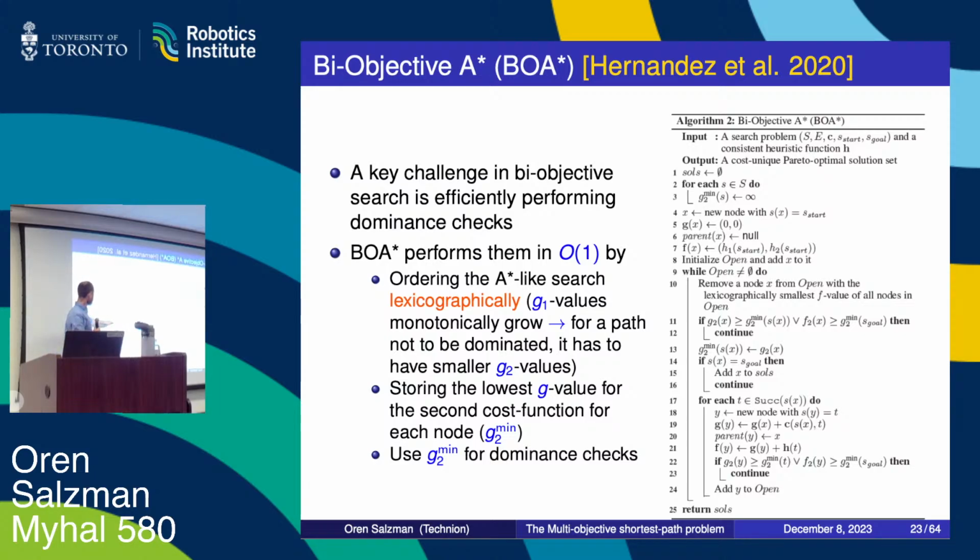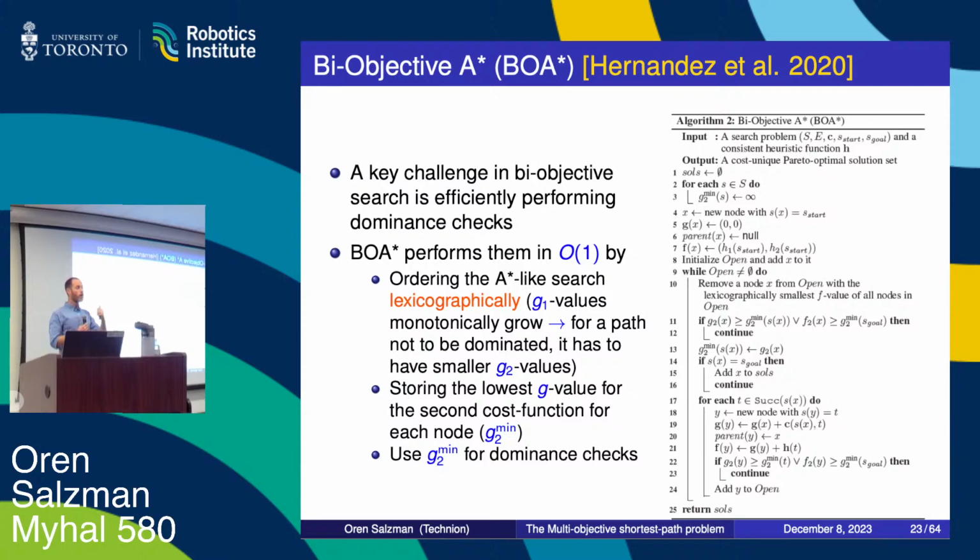And here we have this line that I skipped when I said that this is the A star algorithm. It is asking, is this node dominated by another node, or is this node dominating another node? And the key to the efficiency of this algorithm is the realization that if you store nodes in lexicographic order, so in the first objective you go from low to high, we call it the G1 value in the A star literature, but let's think of the first objective. We know that the first objective goes up, because we store nodes in the open list lexicographically, so that cannot decrease.